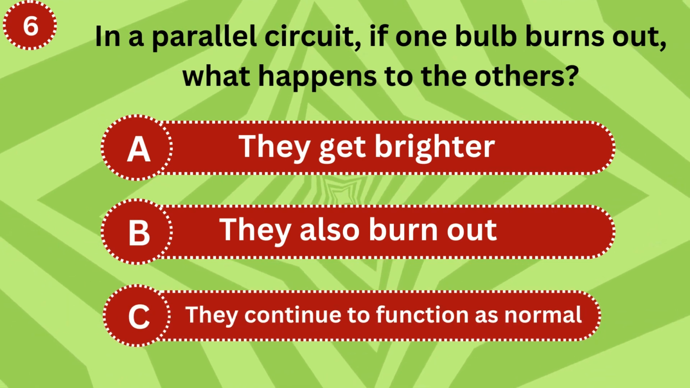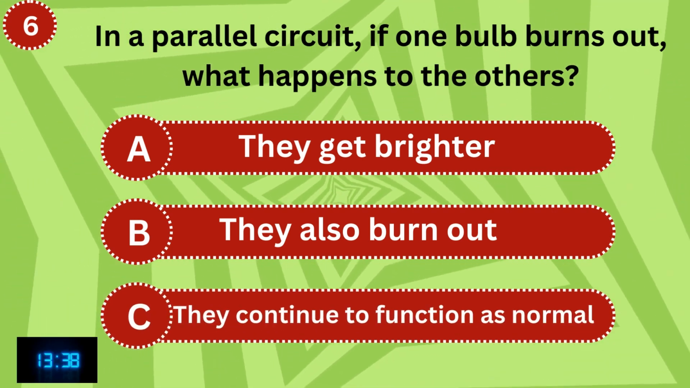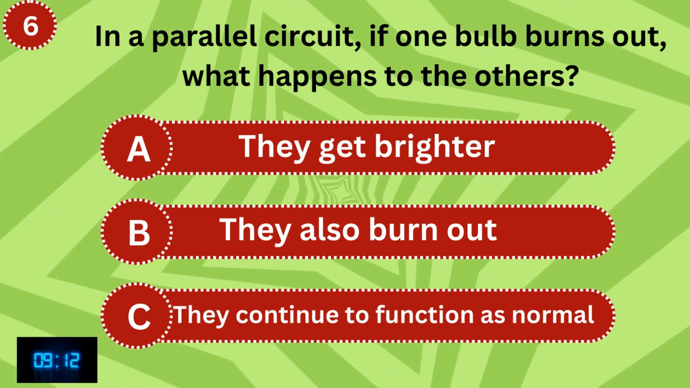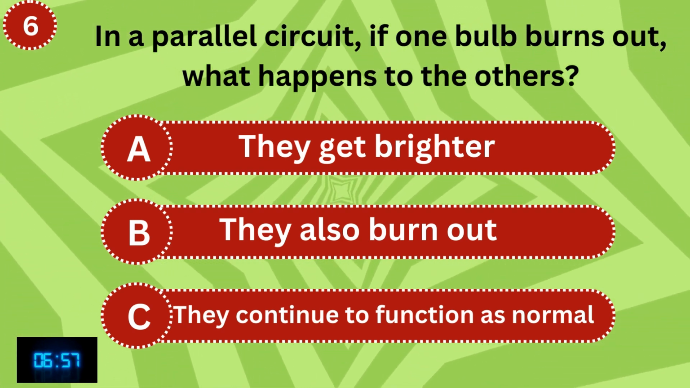In a parallel circuit, if one bulb burns out, what happens to the others? They get brighter. They also burn out. They continue to function as normal.